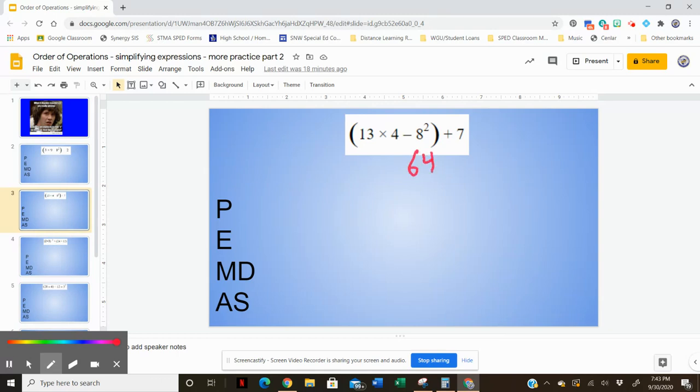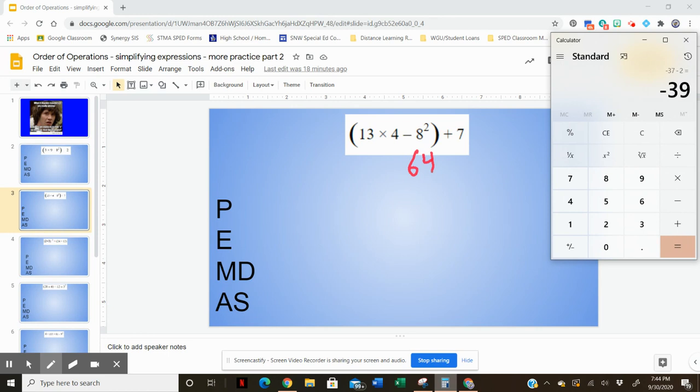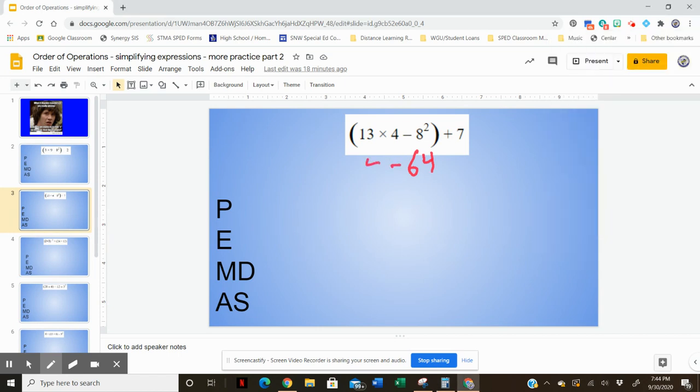But in case I forgot that little fact, I can go to my calculator, type in 8 times 8, because it's 8 two times, and it tells me it's 64. Then I'm going to bring down the rest of my information. I'm going to subtract 4, and I'm going to multiply by 13. And I'm going to make sure I include my parentheses, plus 7, because I need to finish solving that stuff before I can add on my 7.